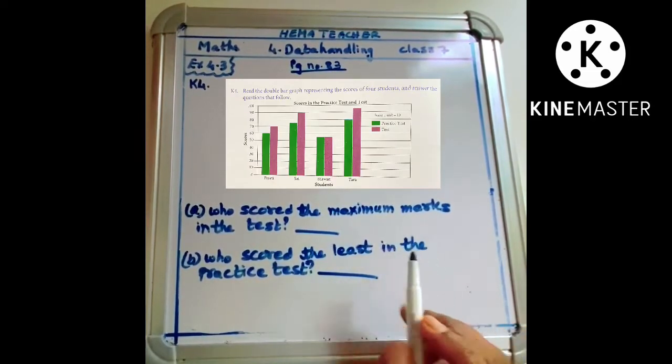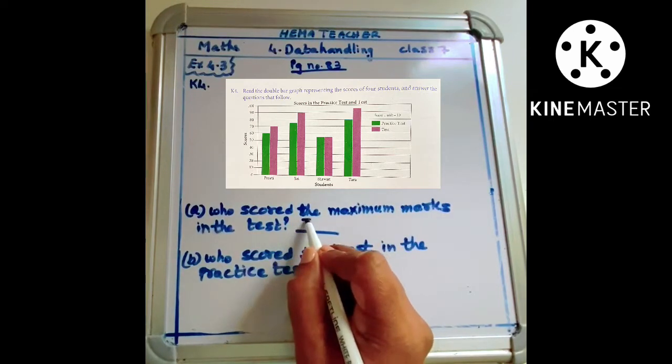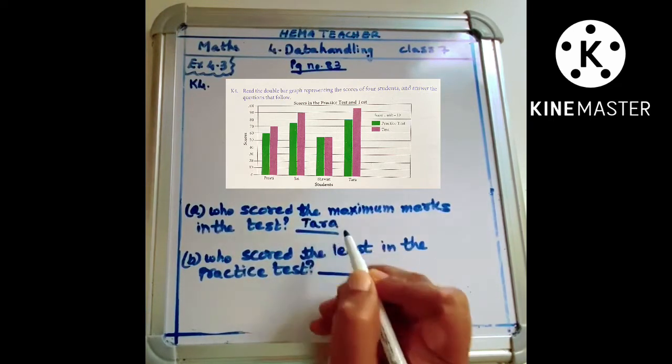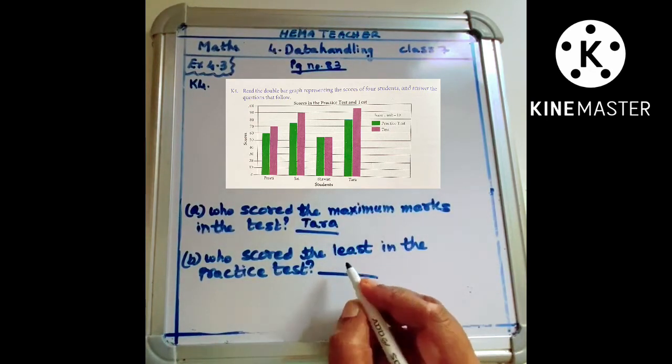Q4, A: who scored the maximum marks in the test? What's the answer? It's Tara. B: who scored the least in the practice test? That is Shravan.